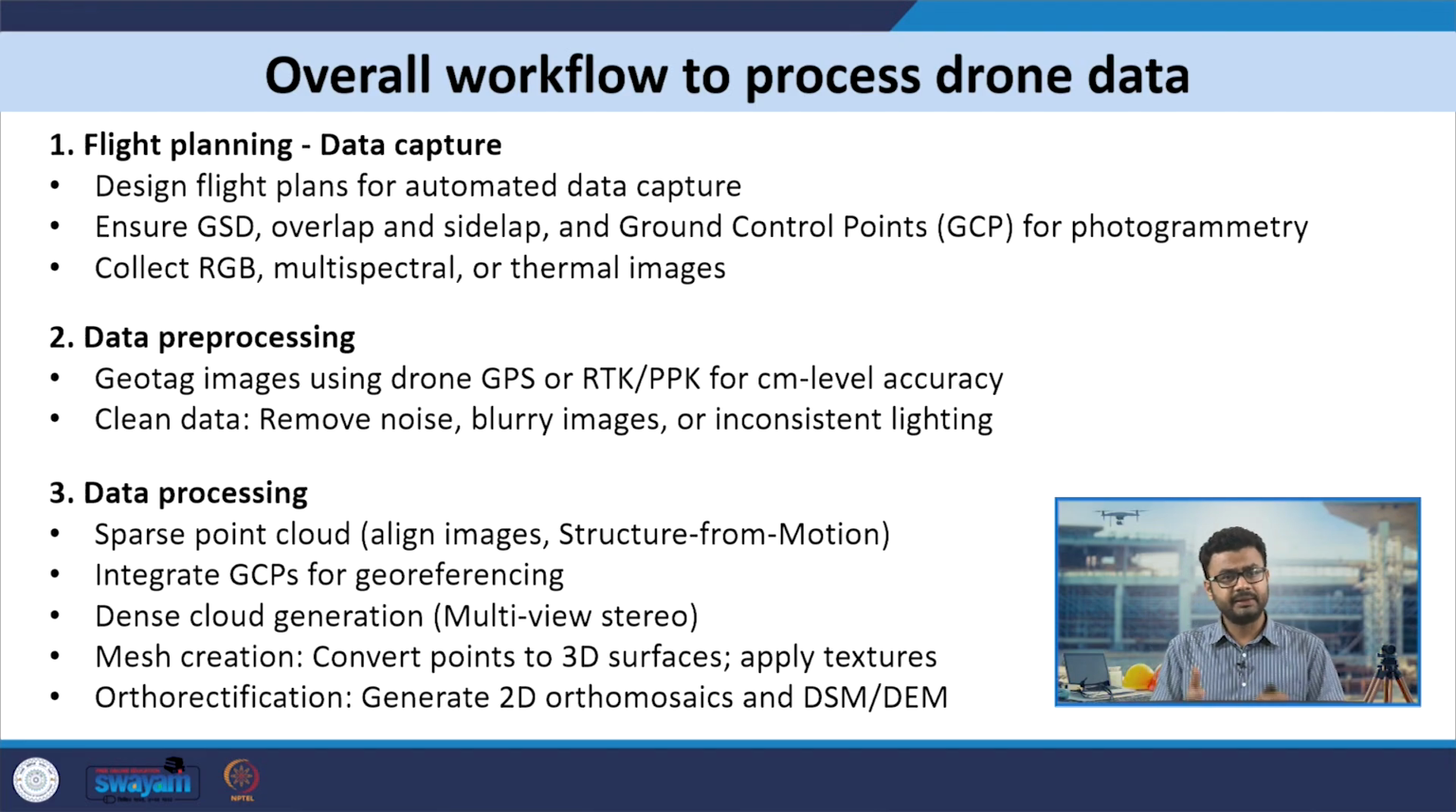Once these images are collected, then based on the GPS or GNSS track of the drone, the images are geotagged. Apart from that, images may also be cleaned; some noisy or blurry images may be removed. Once we have the geotagged images, we go for generating a sparse point cloud. Because this sparse point cloud has only relative orientation, we integrate it with the ground control points for georeferencing. Then we generate a dense point cloud, and after that we go for orthorectification and generate the 2D orthomosaic as well as DSMs and DEM.